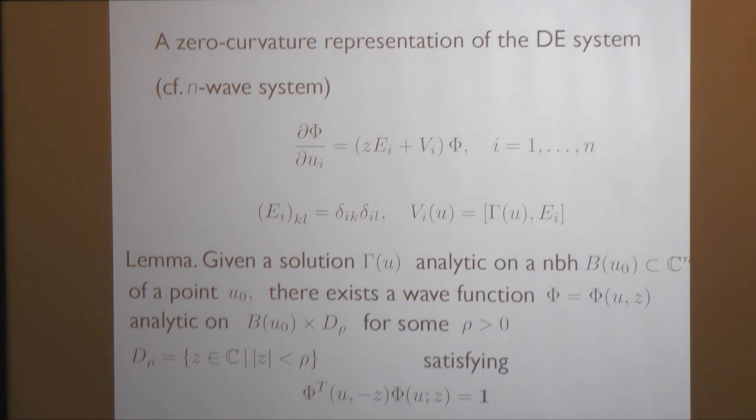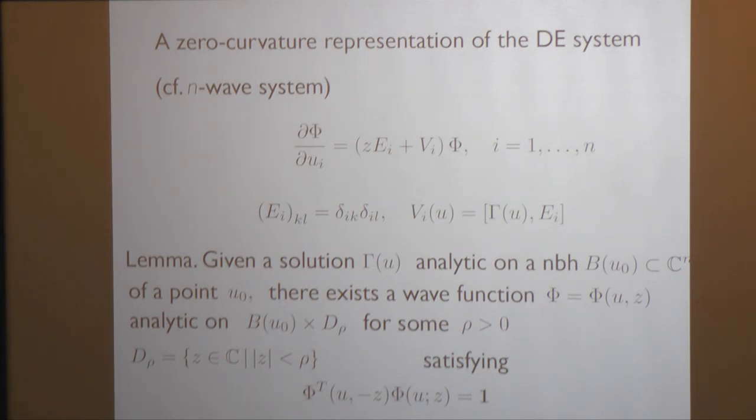Here, capital E sub i is a matrix unit. V is the commutator of gamma with E_i, so it's a very simple matrix. Since gamma was symmetric, V will be anti-symmetric. This is important to remember, anti-symmetry.